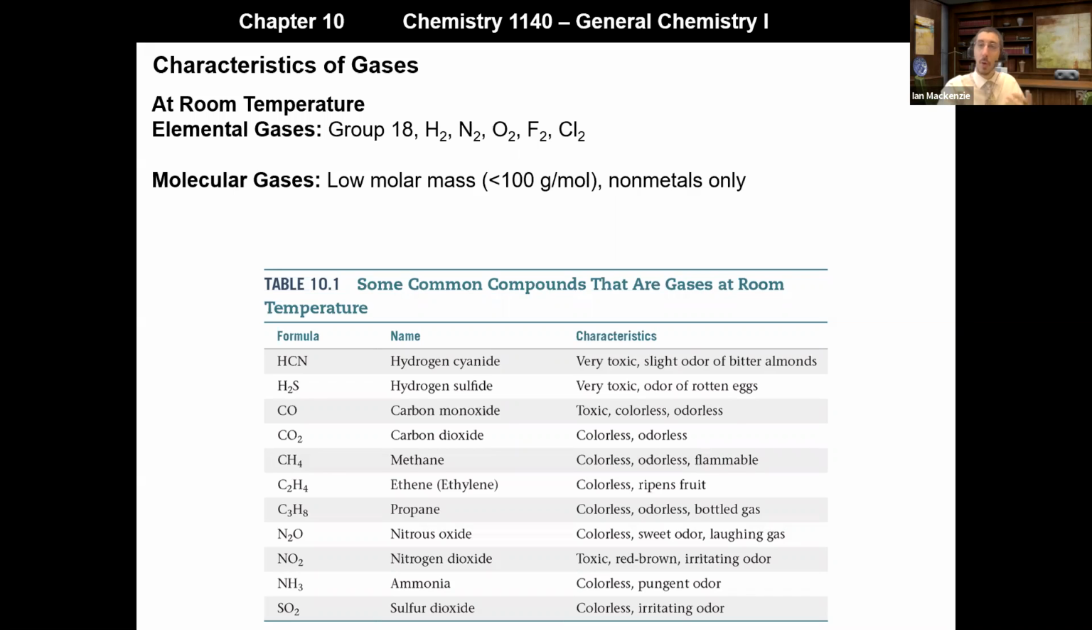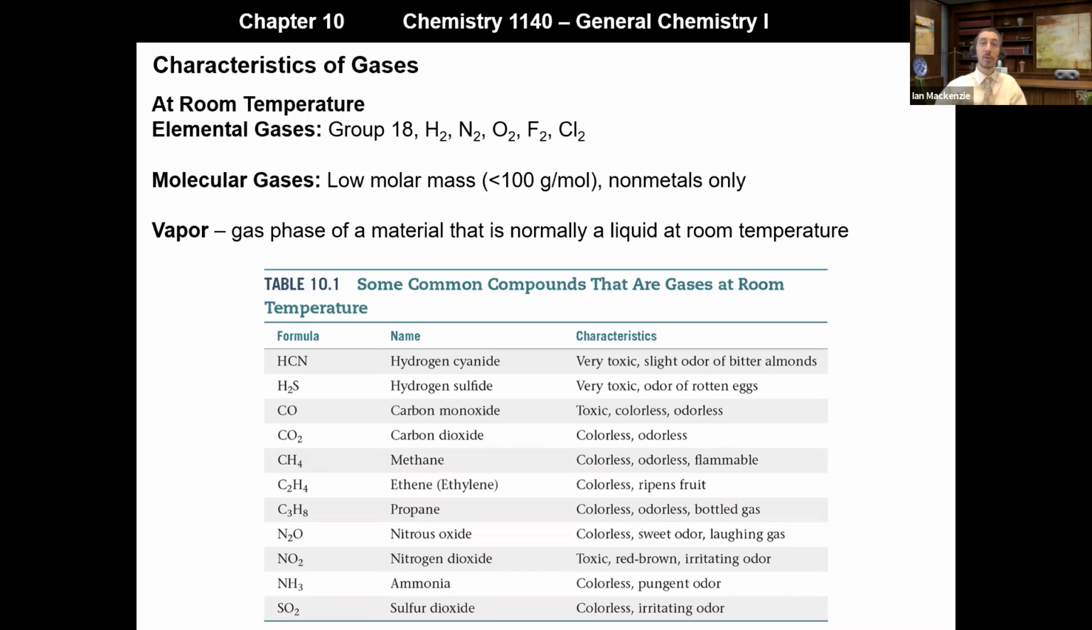Now, we also can talk about materials in their gas phase that wouldn't normally be gas phases at room temperature. So we may talk at elevated temperature or at various non-standard pressures. And whenever we talk about the gas phase of a material that's normally a liquid or even a solid at room temperature, we refer to that as being a vapor. So we'll talk about water vapor because water itself is normally a liquid at room temperature.